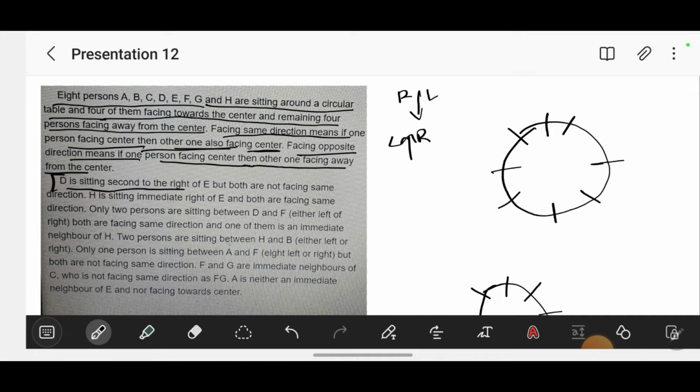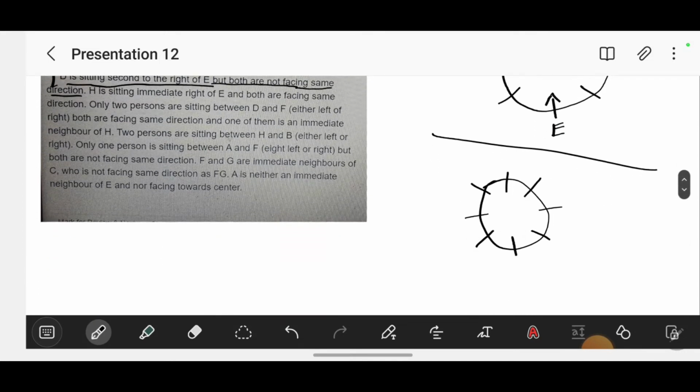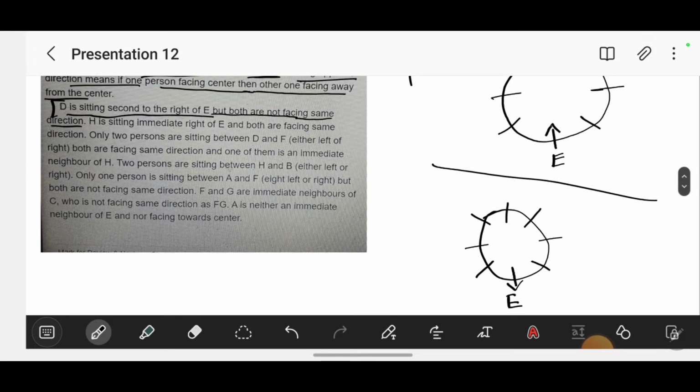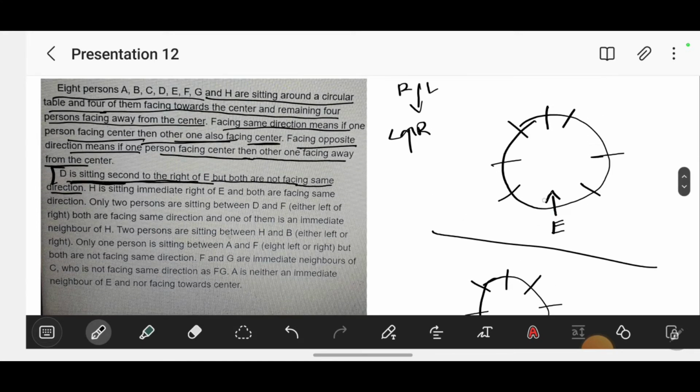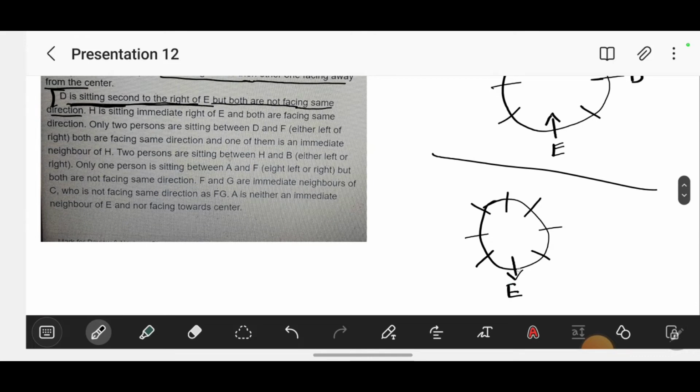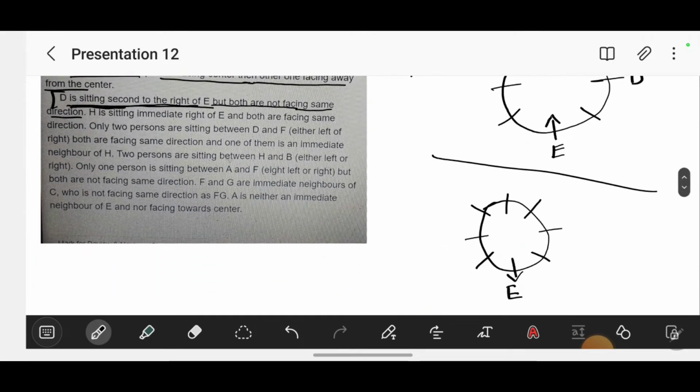D is sitting second to the right of E, but both are not facing the same direction. Take E here. Once E faces towards the center and other time E faces away from the center. And he is saying D is sitting second to the right of E. If E faces towards the center, second to the right of E, D is here. And E here, E away from the center, second to the right of E, it should be D here.